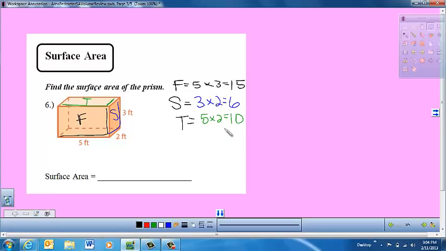Then we add them all up. So let's add 15 plus 10 is 25, plus 6 would be 31. And then don't forget you need to double that because we need the area of the bottom, the area of the back, and the area of the other side. So 31 times 2 would be 62. So the surface area of the prism is 62 square feet or feet squared.